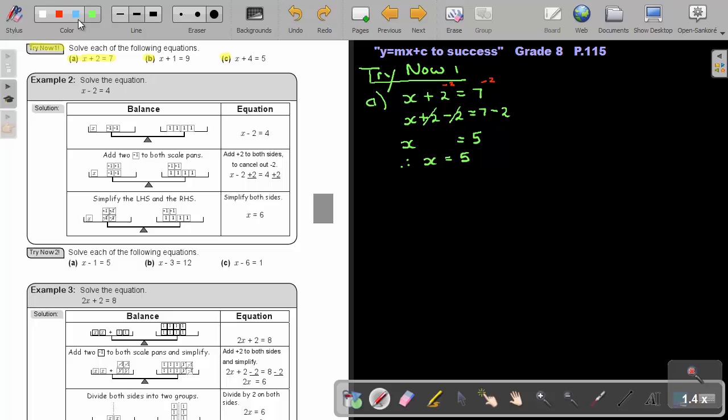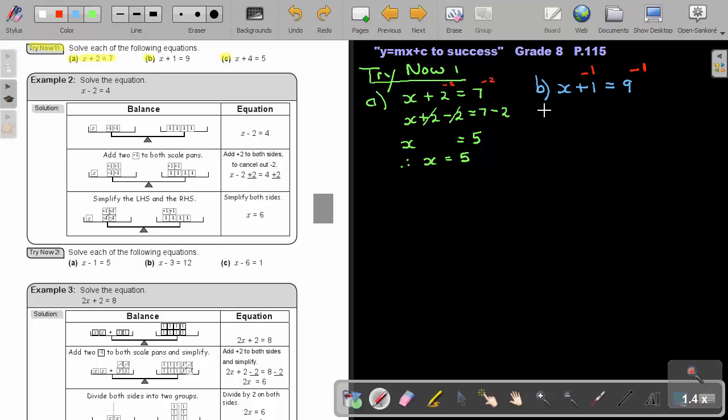Let's just take another color. So if we do B here, then it's x plus 1 is equal to 9. Now, we want to get x alone on this side. So what will I do? I must get rid of the positive 1. So in order to cancel positive 1, I take the additive inverse, which is negative 1, and whatever I do on the one side, I also do on the other side.